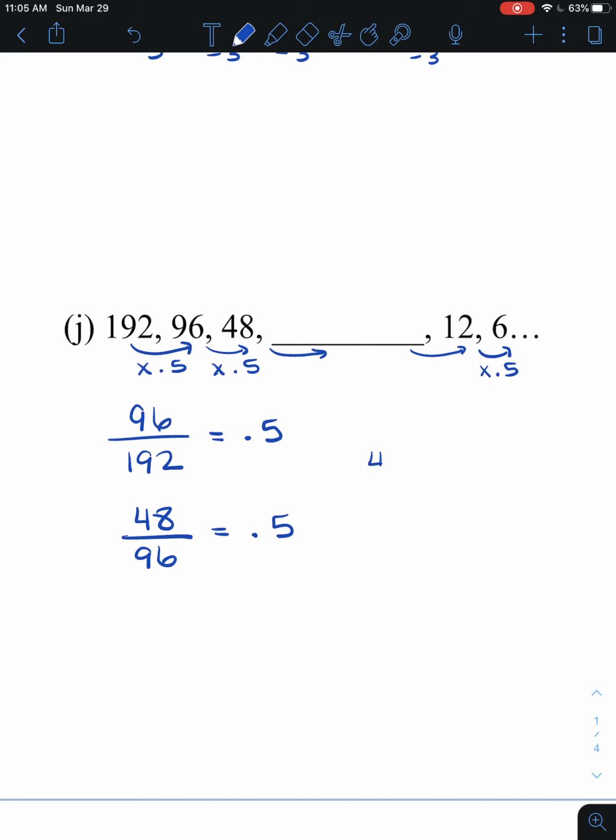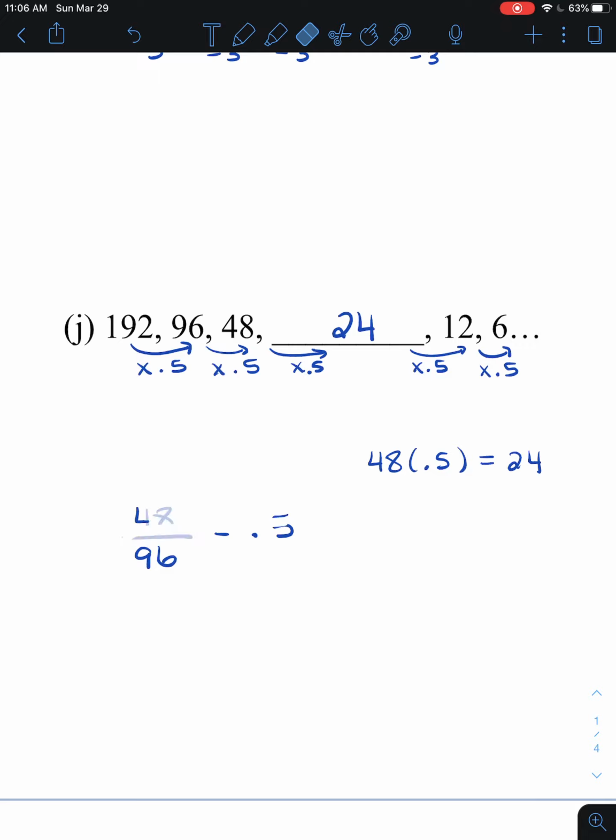So now we just need to find the missing value. So what is 48 times 0.5? And that's going to give me 24. And then 24 times 0.5 is going to give me 12. So that pattern works. So this one was a multiply by 0.5.